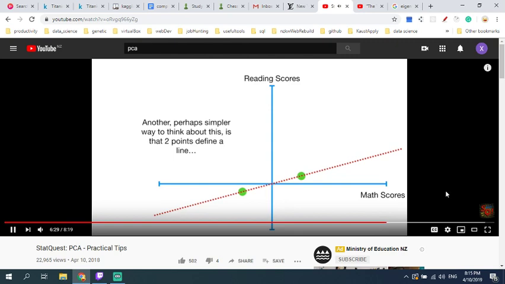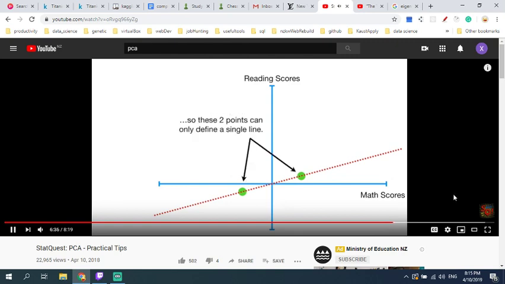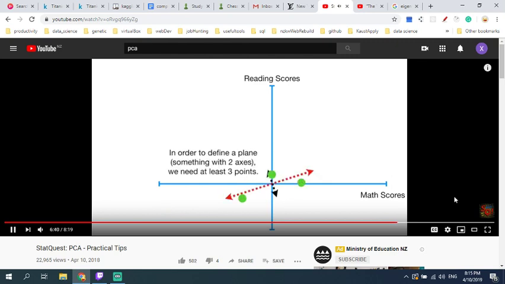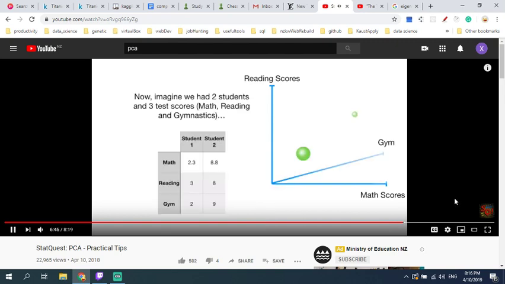Another, perhaps simpler way to think about this is that 2 points define a line. So these 2 points can only define a single line. In order to define a plane, something with 2 axes, we need at least 3 points.